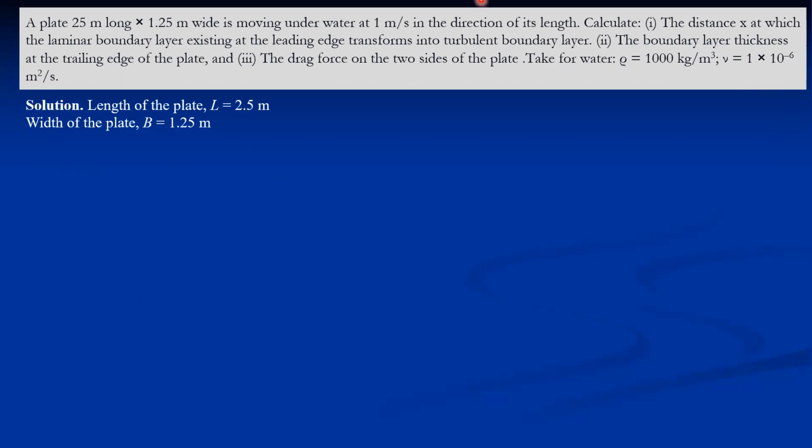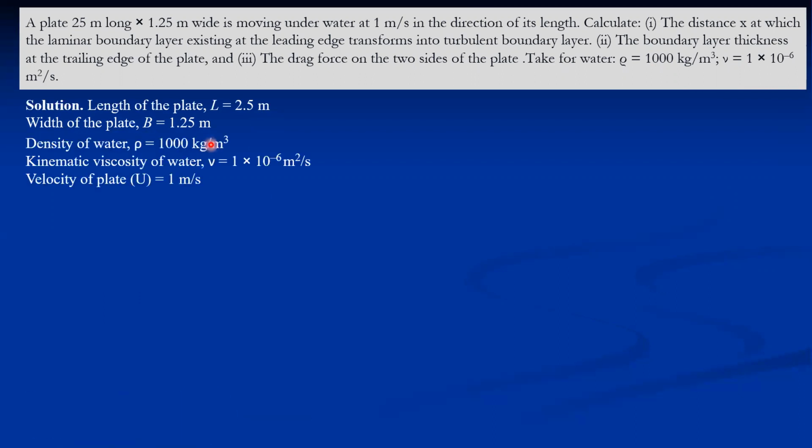Sorry, this is a plate whose length is 2.5 meter. Width of the plate is 1.25 meter. The density of the water is 1000 kg per meter cube. Kinematic viscosity is 1 into 10 raised to minus 6 meters square per second. Velocity of the plate is given as 1 meter per second.